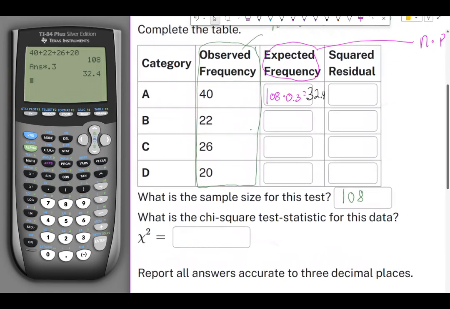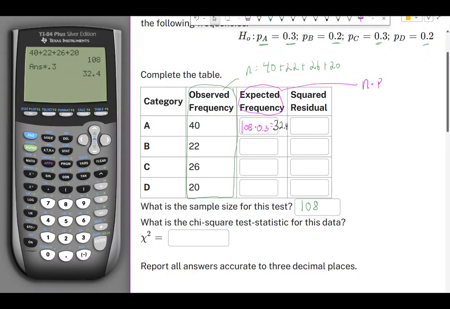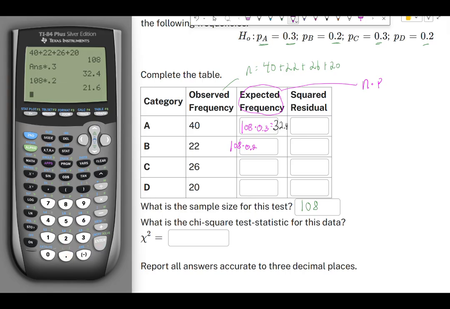For the second one, we will have 108 times 0.2, which is 21.6.